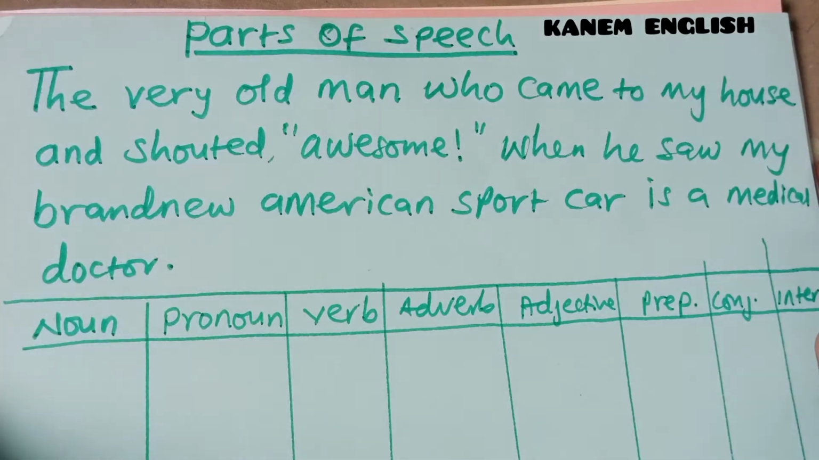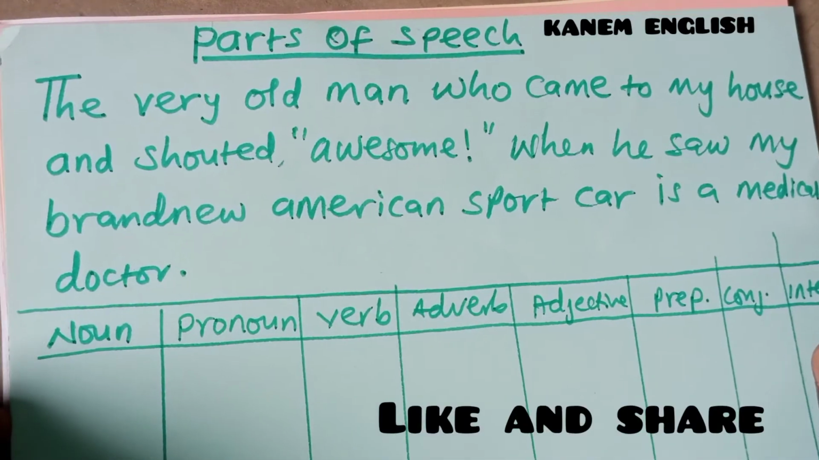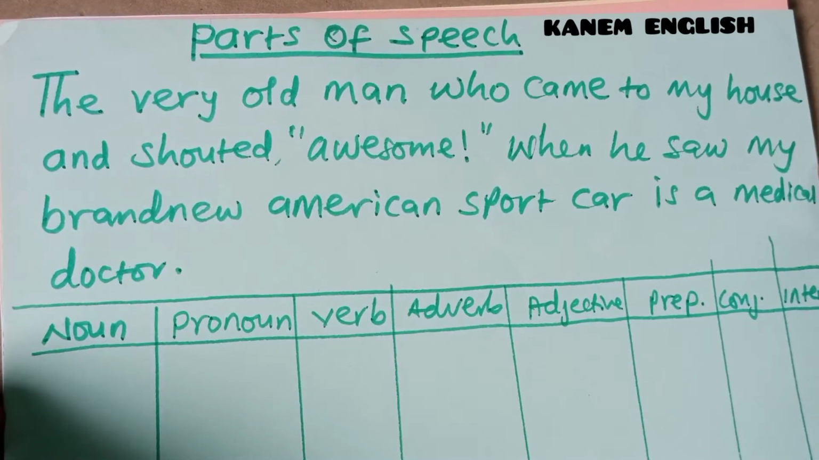In this video, I'm going to show you one sentence that has the whole part of speech in it. So, we are going to identify each word used in this sentence. And right after the lesson, we are also going to identify the dependent clause and independent clause used in this particular sentence. First, let's start identifying the word classes.